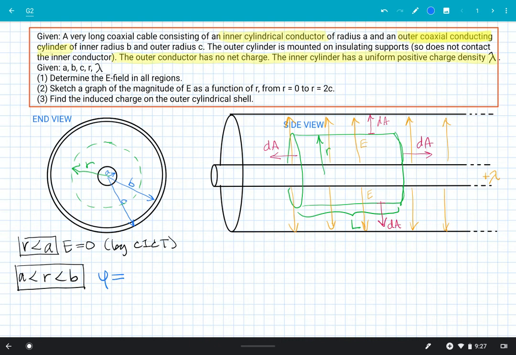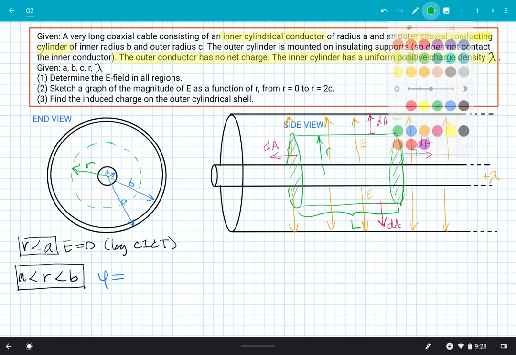That's parallel to dA. The end caps of my, let me shade these in, the end caps here of my Gaussian surface have no E field going through them at all because I have a right angle between E and dA. So there's absolutely no flux through those end caps. All the flux happens through what I would call the curved surface of the cylinder.